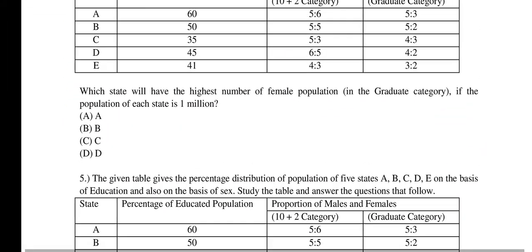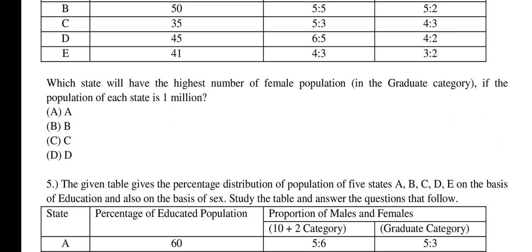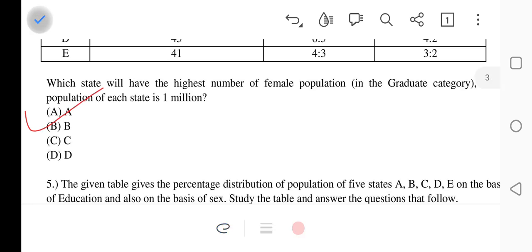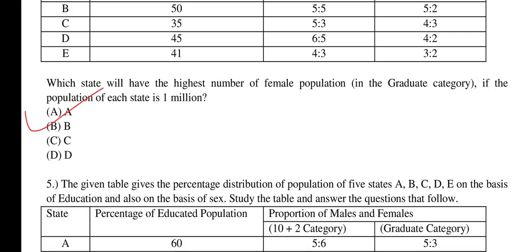Next is saying, which state will have the highest number of female population in the graduate category if the population of each state is 1 million? A, B, C, D. So it will be number A according to me. Me means from my research.